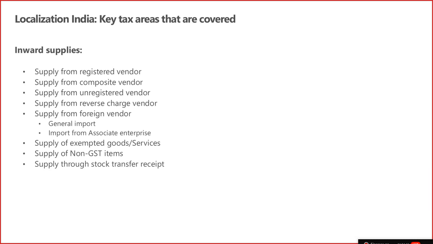in that case, you have to calculate the tax, and that is possible through a configuration to calculate tax for those scenarios as well. Then exempted supply of goods and services, non-GST supply, and supply through a stock transfer receipt, all are provided in the application. So on the outward side and the inward side, we are covering almost all types of scenarios.